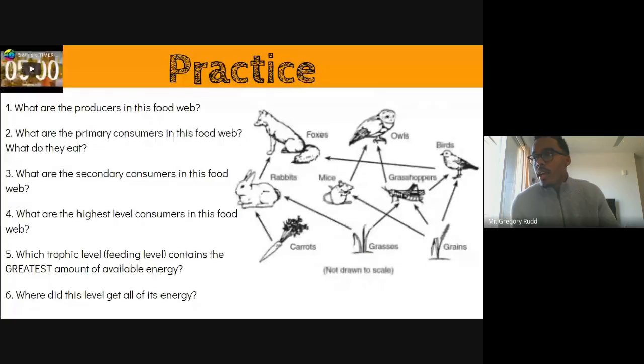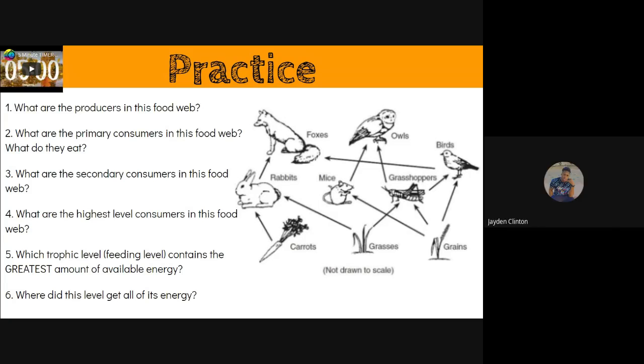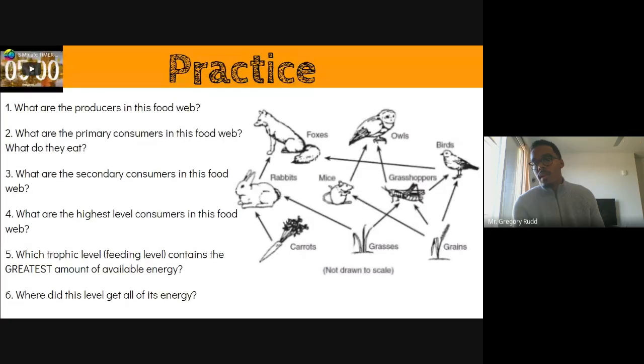So we're looking here at this food web. I'm not going to start the timer. I just want to go through this together. What are the producers in this food web? Carrots, grass. Carrots, grass, and grains. Excellent.